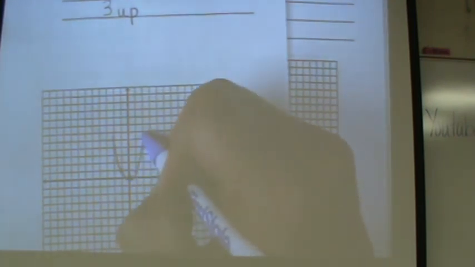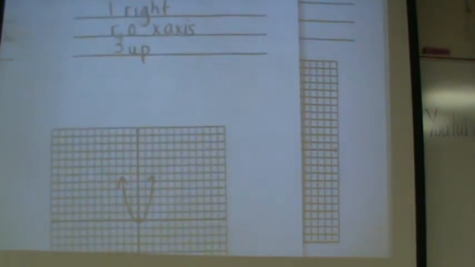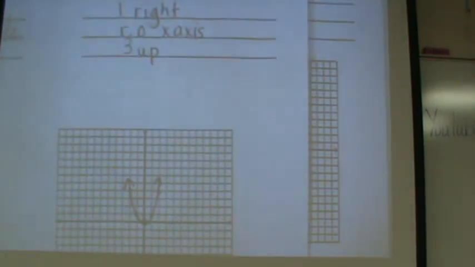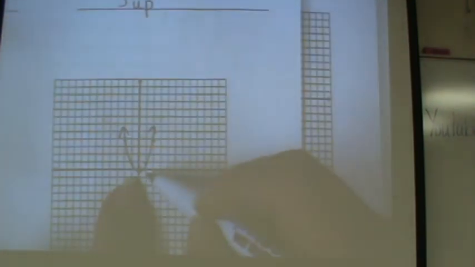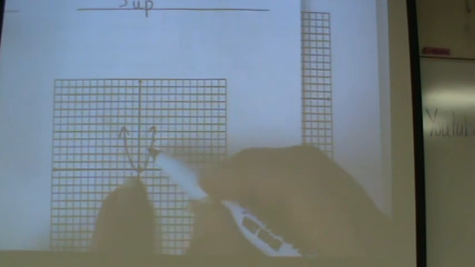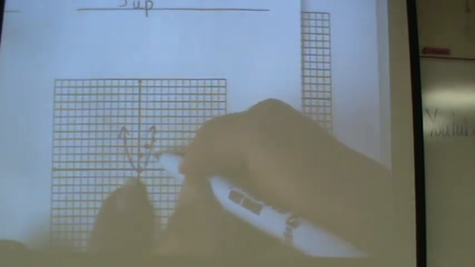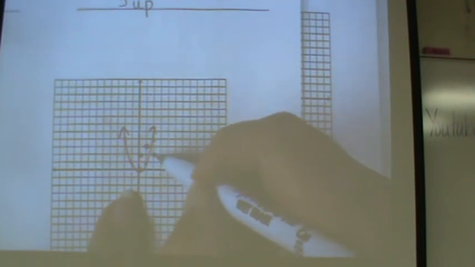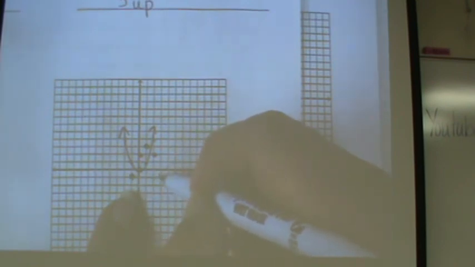Here's your parent function again. And to move this 1 unit right, you're going to go 1 unit right, 3 up, and then upside down. So 1 right, 3 up, and then upside down. You'd go over 1, down 1, over 2, down 1, 2, 3, 4. And there's your graph.